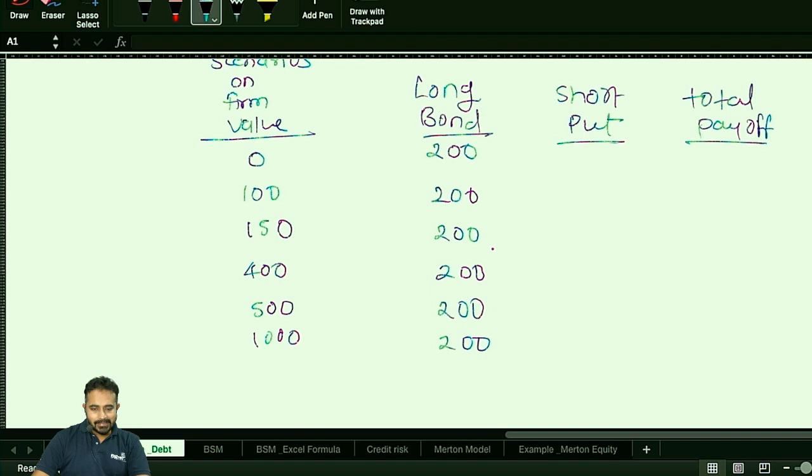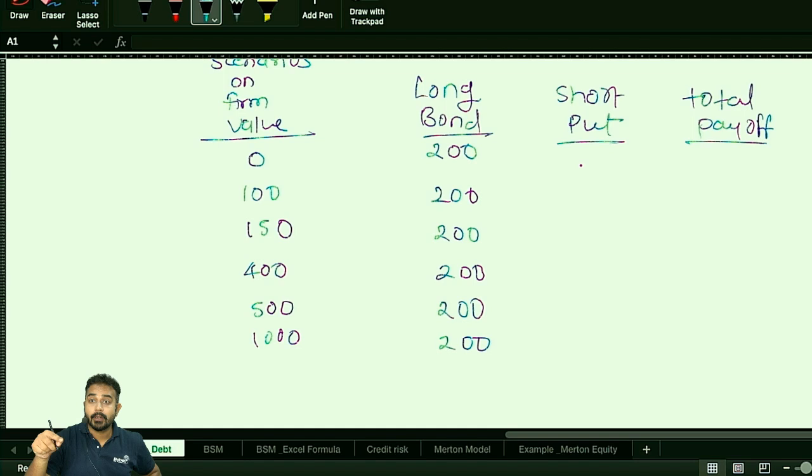Let's look at the short put. What does short put mean? Short put means I have an obligation to buy. Is that a right? No, it's an obligation. So I will buy only when the value of the asset has fallen below 200. I will have to book those losses, right? If the value of the asset goes below 200, I will have to buy at a higher price. So when the value of the asset has fallen to zero, will I have to buy at 200? Yes, it's a short put, remember, not a long put. I don't have a right, I have an obligation.